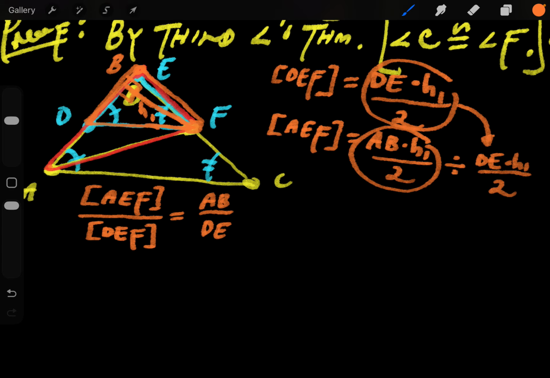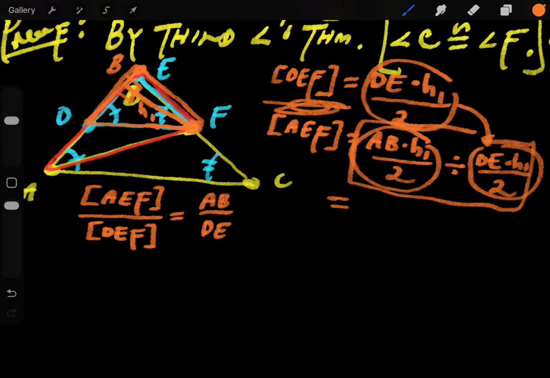If I divide, that's the other way around, but okay. This division is equal to AB over DE. And you should see why. You should know how to divide the fractions.